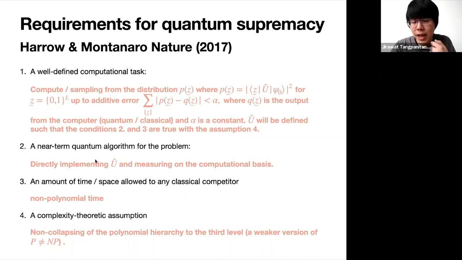Okay, but the key point here is that we will specifically choose the U such that it's easy to implement directly in the quantum hardware, but it would take a non-polynomial time for a classical computer to compute. And the assumption that we're going to use is known as non-collapsing of the polynomial hierarchy to the third level, which basically means a weaker version of P not equal NP. If P equal NP, this would mean that if the solutions of a given problem are easy to check, then they should be easy to find. If you don't believe that is true, then you should believe that there exists quantum supremacy.